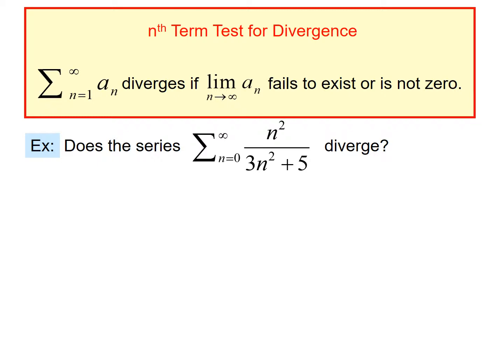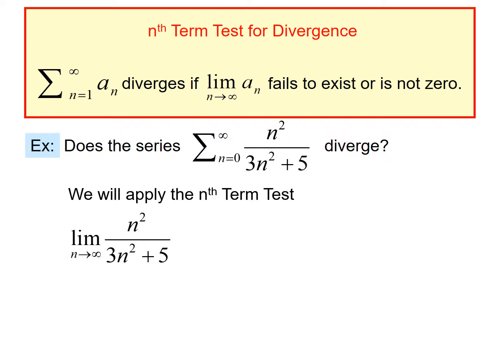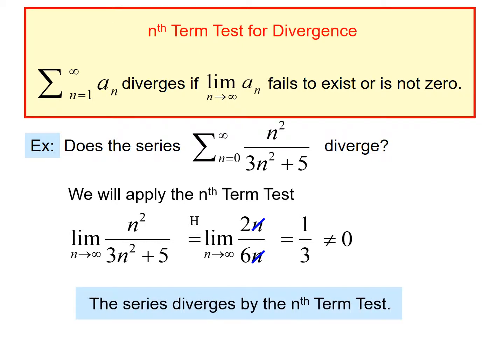Okay, so we want to know if this series diverges. Well, we can take the limit as n goes to infinity. Using L'Hopital's rule, we end up with 1/3. So the limit of the terms of the sequence approaches 1/3, which is not zero. So this series diverges by the nth term test.